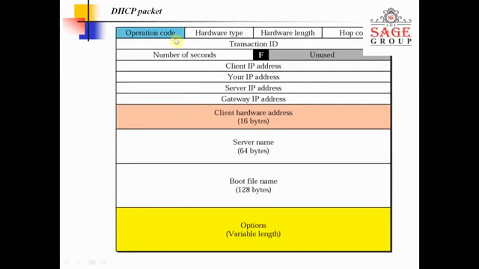The first 8 bits are for the operations code. What type of operation does it cover? It covers DHCP request, DHCP offer, what is the address type, etc. What is the hardware type? Hardware type is like an Ethernet port, router port, Wi-Fi router. These are the hardware for DHCP. What is the hardware length? According to the hardware type, the hardware length varies.